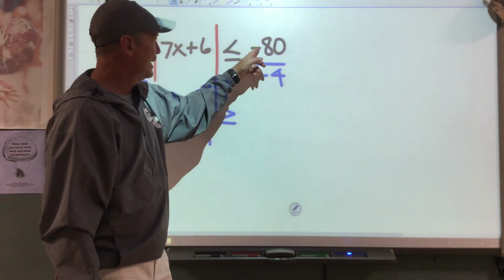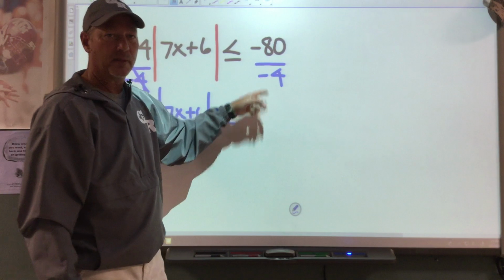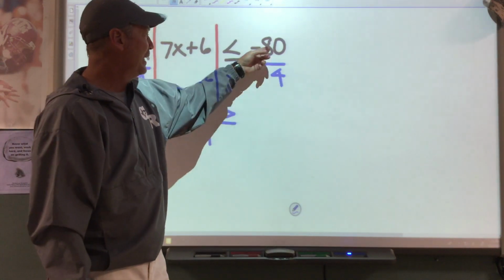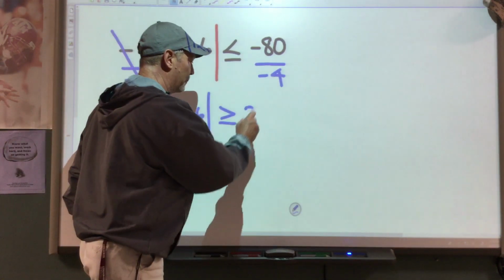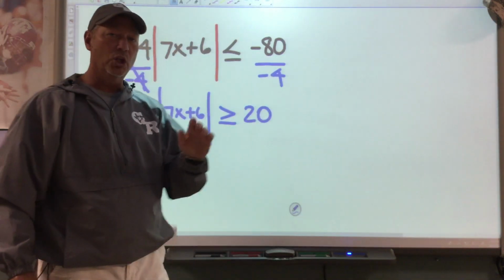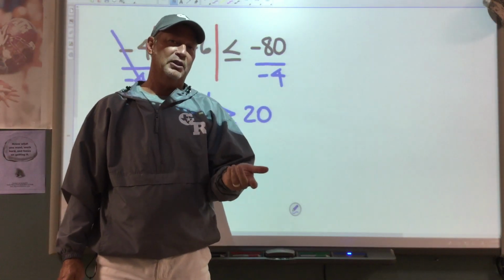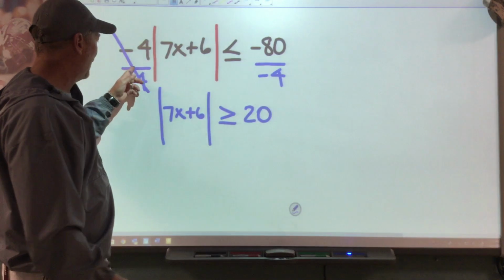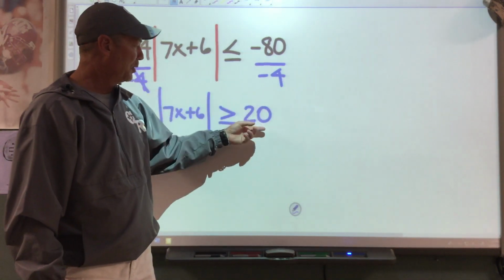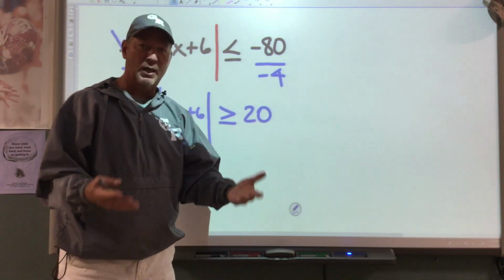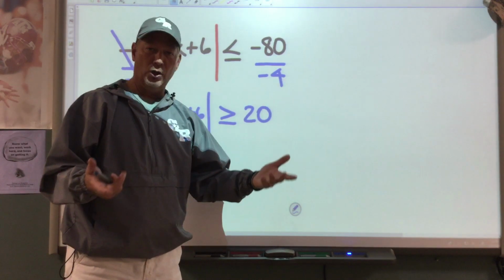What is a negative divided by a negative? A positive. 80 divided by 4 is 20. So what looked like it was going to be a no solution situation, once I divided by a negative, we ended up with a positive number. This is a workable problem. So we're going to work it two ways.